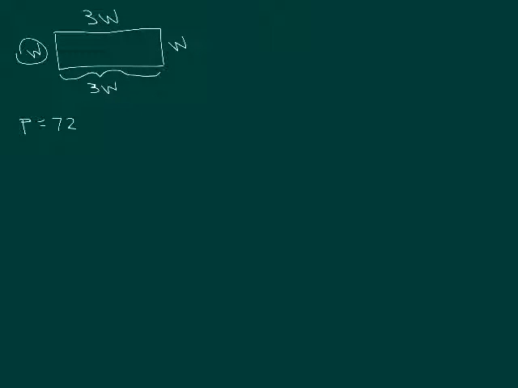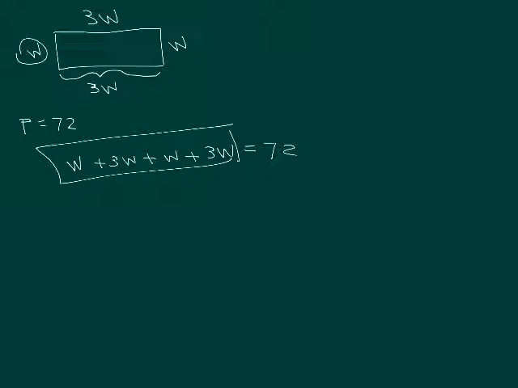Now all we have to do is add up all the sides. W plus 3W plus W plus 3W equals the perimeter, which is 72. If I add all these up, I get 1 plus 3 is 4, plus 1 is 5, plus 3 is 8. So 8W equals 72, and 72 divided by 8 is 9, and I'm done.